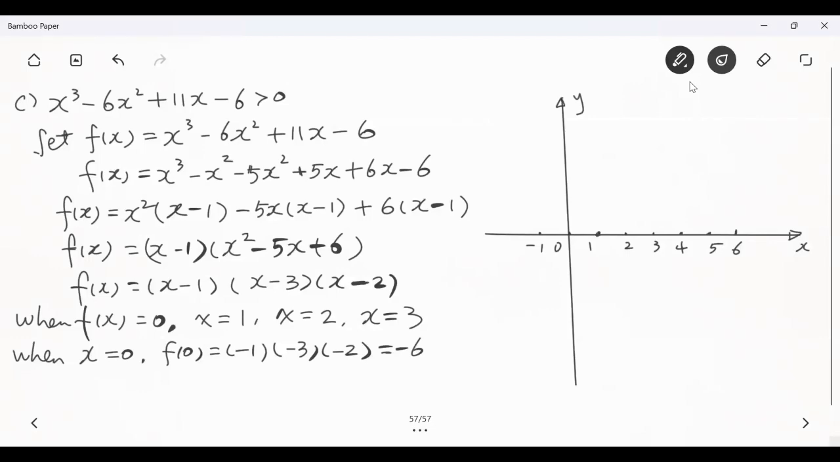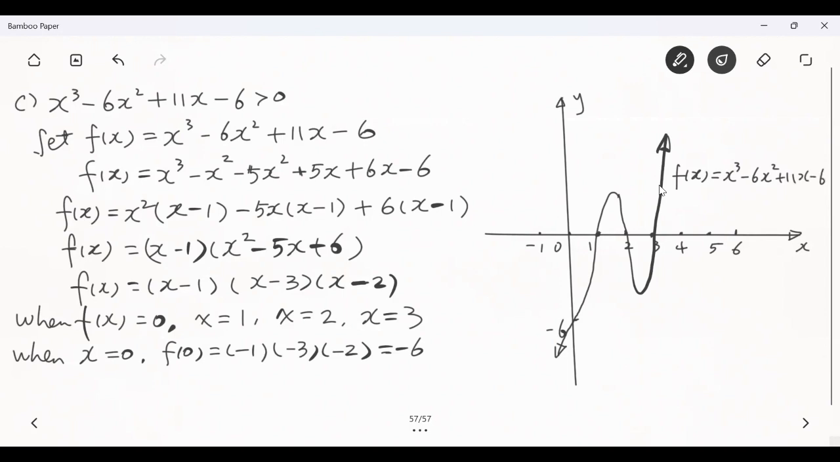Is 1, 2, 3, and there's a y-intercept at -6 here. And then from Q3 to Q1, so from Q3 pass through -6 and go to -1 and go to 1 and 2 and 3. Just scratch like that. Okay, it's f(x) equals x cubed minus 6x squared plus 11x minus 6.